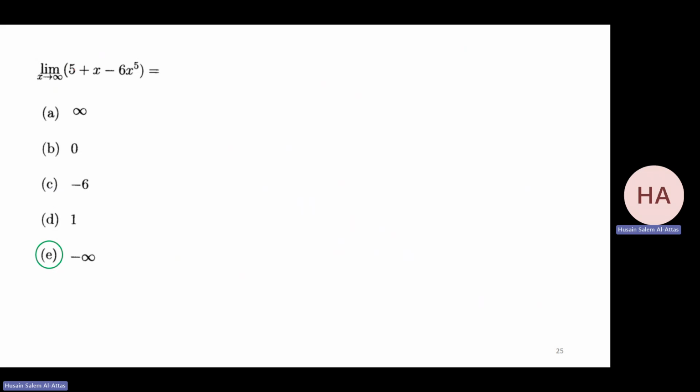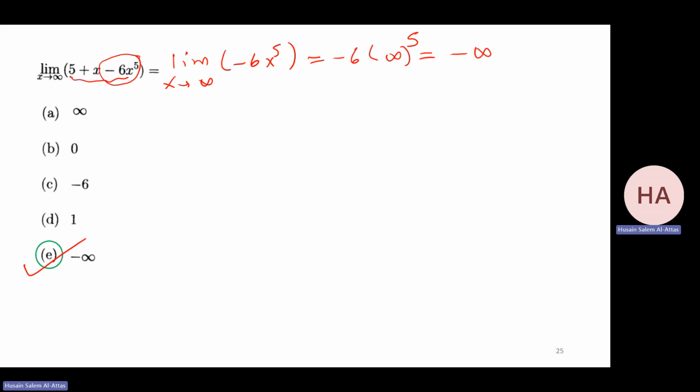This one, as we agreed before, where is the control? The highest power with its coefficient. So this will be the same as this limit: minus 6 x to the power 5. Done. If we apply the infinity, that will be what? Minus 6 times infinity to the power 5, you can think of it that way, just to understand it. Infinity to the power 5 is infinity, times minus 6. That will be minus infinity. So this will be the answer.